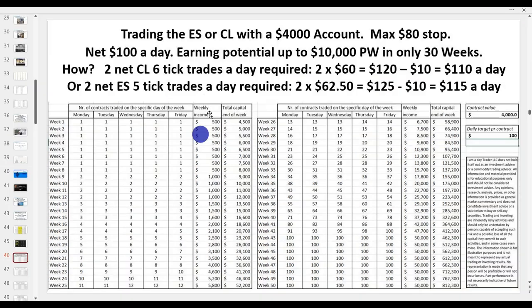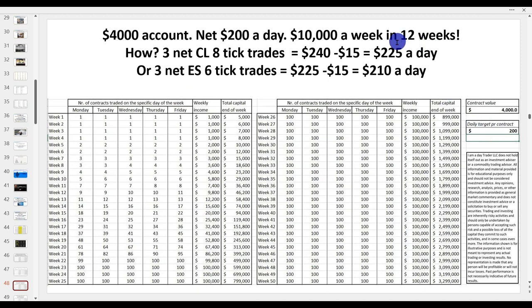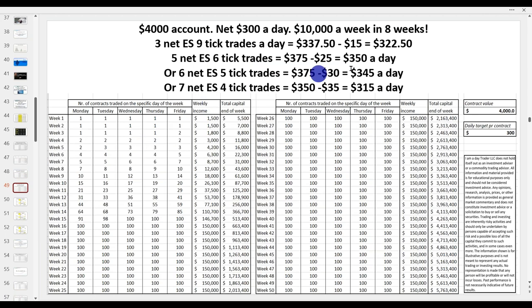The bottom line is this: if we started off with the ES, or even the black gold, the Texas T oil, with a $4,000 account, we can trade with a maximum of an $80 stop. Here it says that within 30 weeks, on $100 a day, from $4,000, we can be earning our 10 grand a week, potentially. We get up to $150 a day, we're there in 18 weeks. We get up to $200 a day, we're there in only 12 weeks. And $300, which is what we're looking at with the micro there, you're there in only 8 weeks.